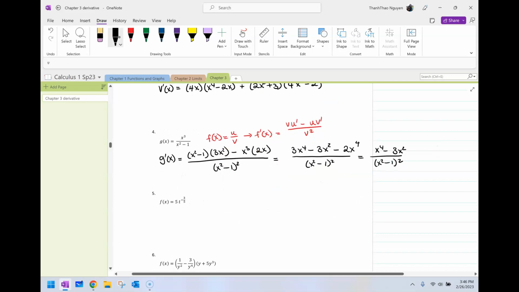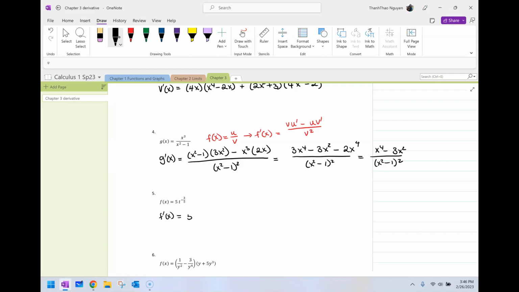Next one. So f prime of x equals, we bring the exponent down and then subtract 1 from the exponent, and that is negative 3t to the negative 8/5.